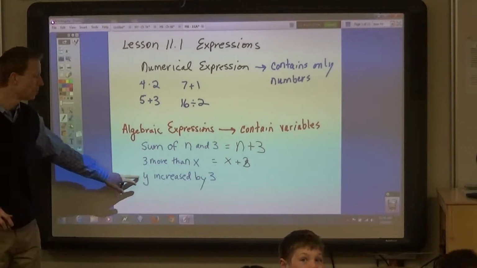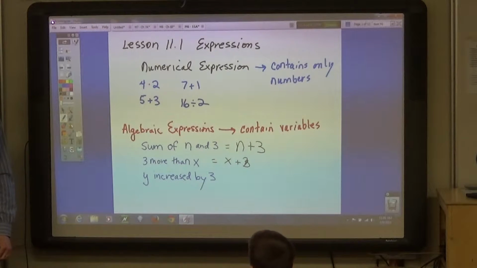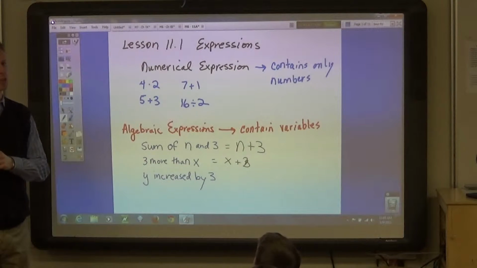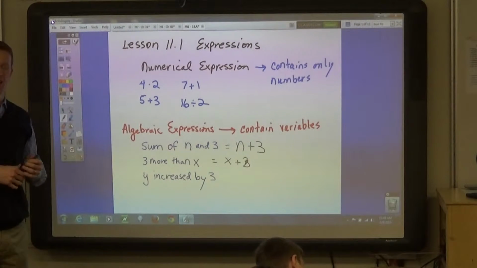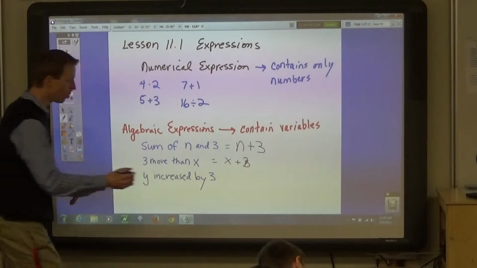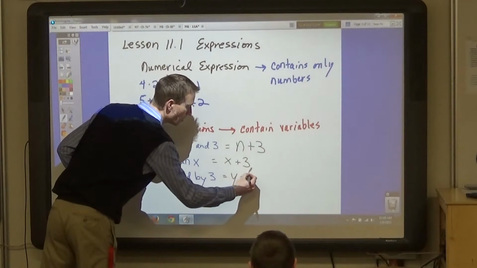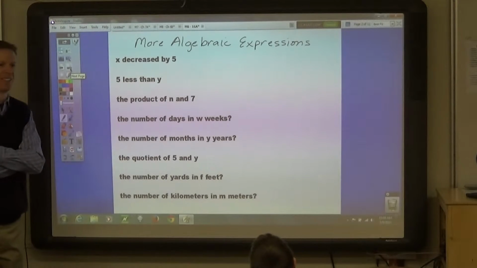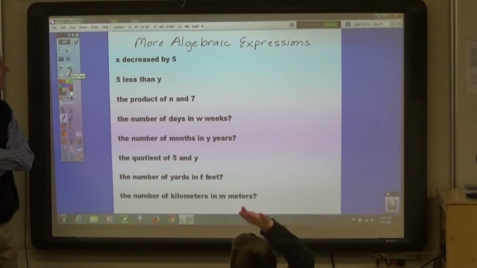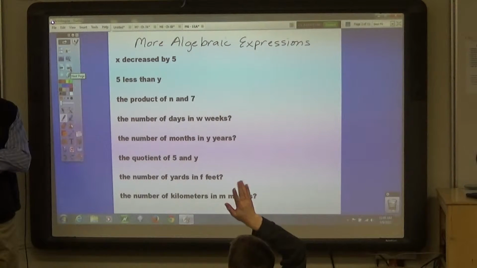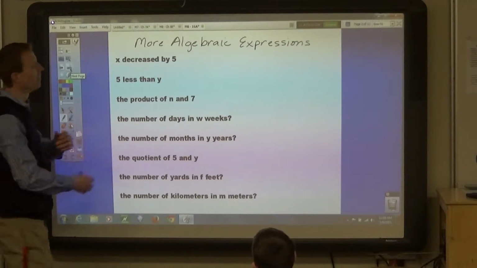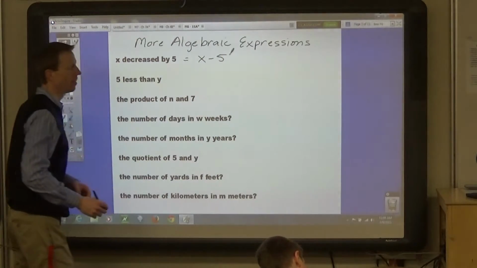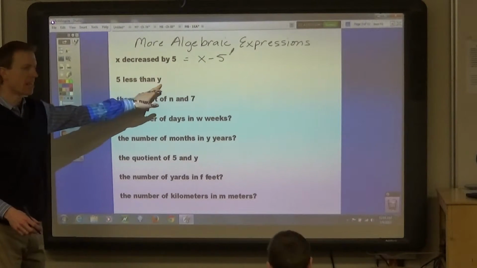Y increased by 3. If it's increased by 3, Garrett? Y times 3, or if it's just plus 3 again. 3 more, right? It's increased by 3. So y plus 3. Okay? How about these? X decreased by 5. X minus 5. Okay?